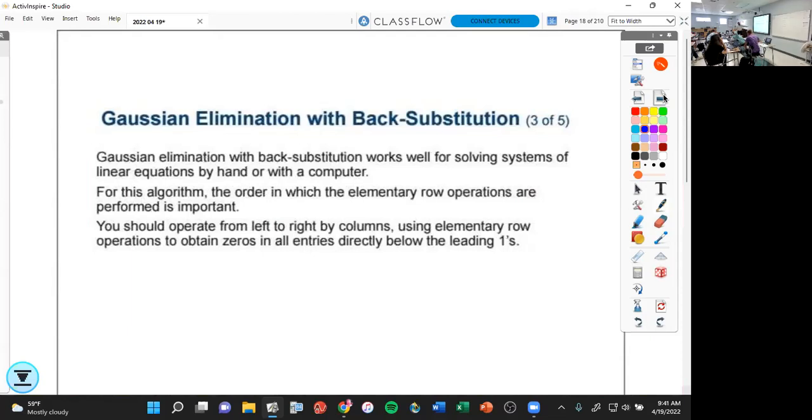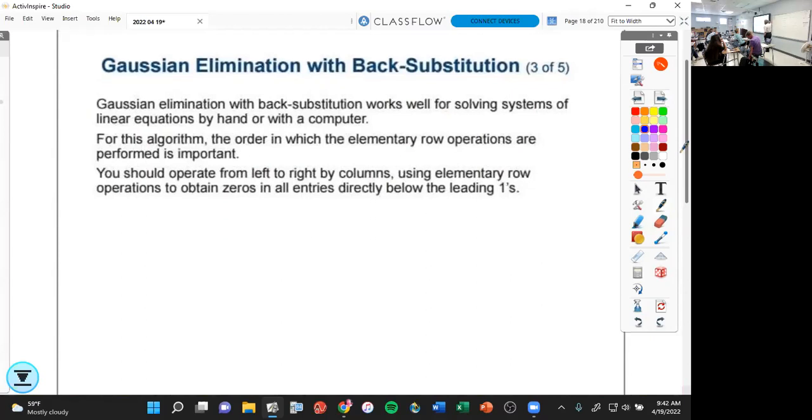Gaussian elimination with back substitution works well for solving systems of linear equations by hand or with a computer. For this algorithm, the order in which the elementary row operations are performed is important. You should operate from left to right by columns, using elementary row operations to obtain zeros in all entries directly below the leading ones. I don't like that it's called elementary row operations. Now I feel stupid.